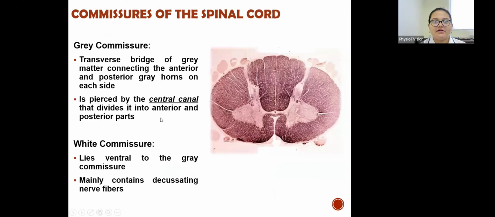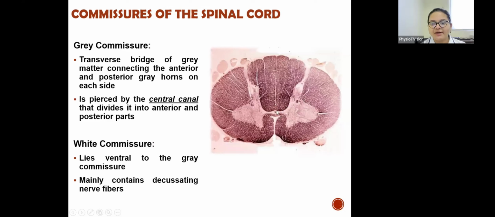Then let's come on to the commissures of the spinal cord. There are two commissures in the spinal cord, the gray commissure and the white commissure. We talked about commissures, which are connecting fibers between the right and the left halves of the spinal cord, right? The gray commissure is a transverse bridge of gray matter connecting the anterior and the posterior gray horns on each side.